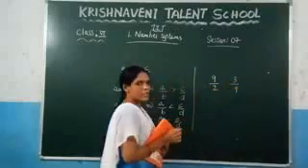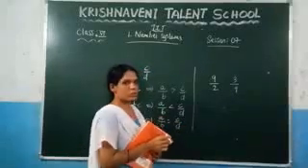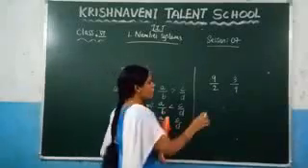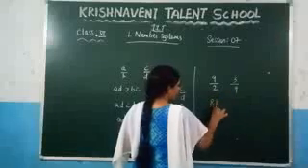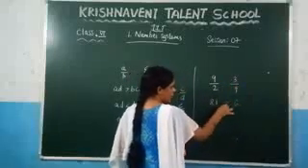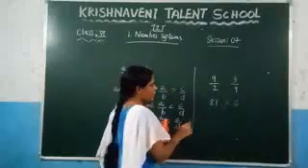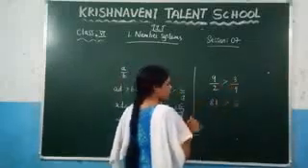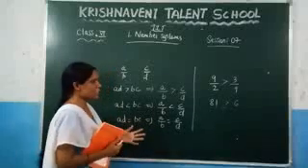If you want to compare these two fractions, what we need to do is cross multiply. Here 9 nines are 81 and here 3 twos are 6. You know that here 81 is greater than 6. So simply you can say here 9 by 2 is greater than 3 by 9. Just you can check like this.